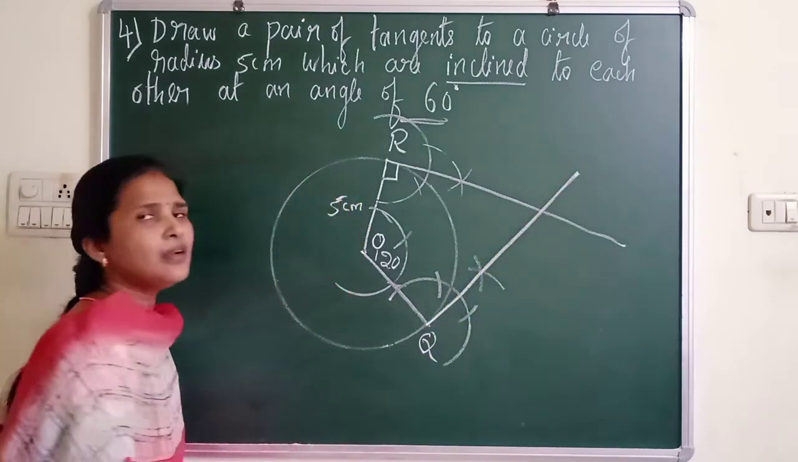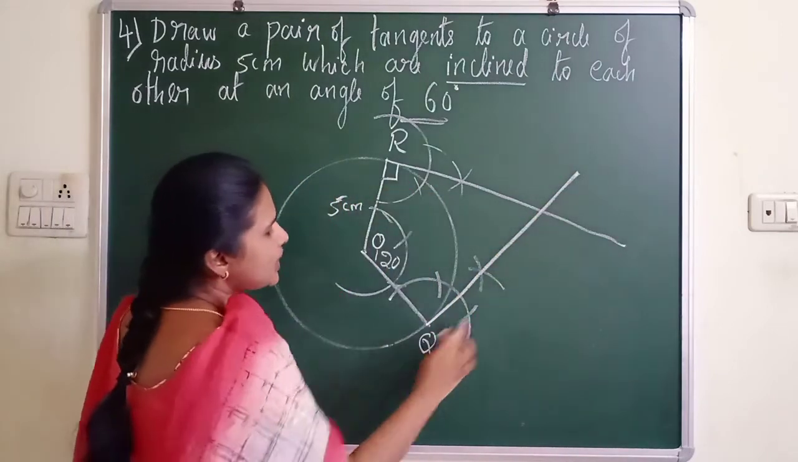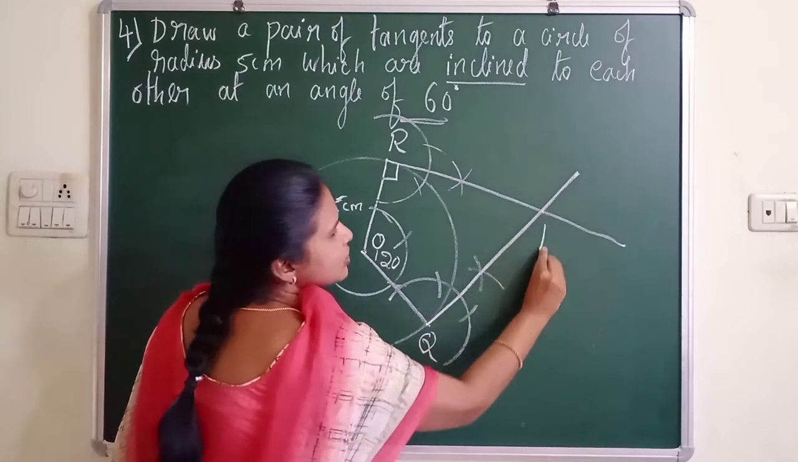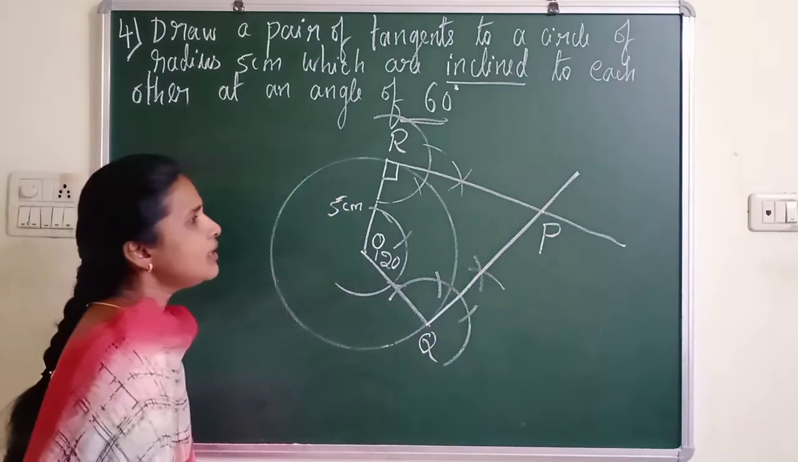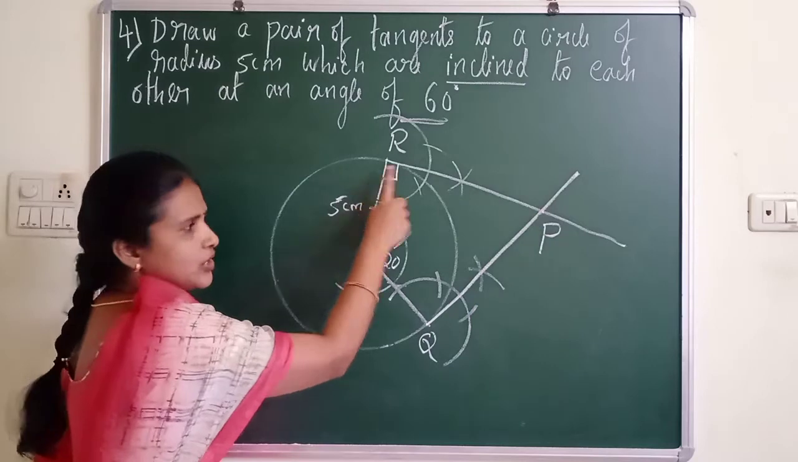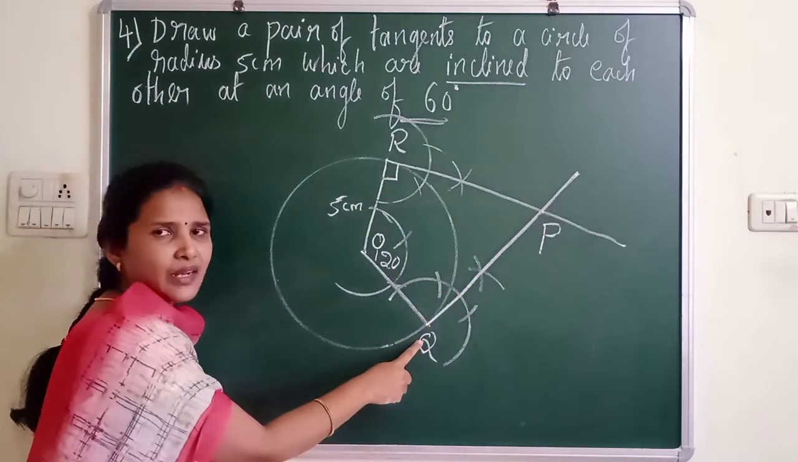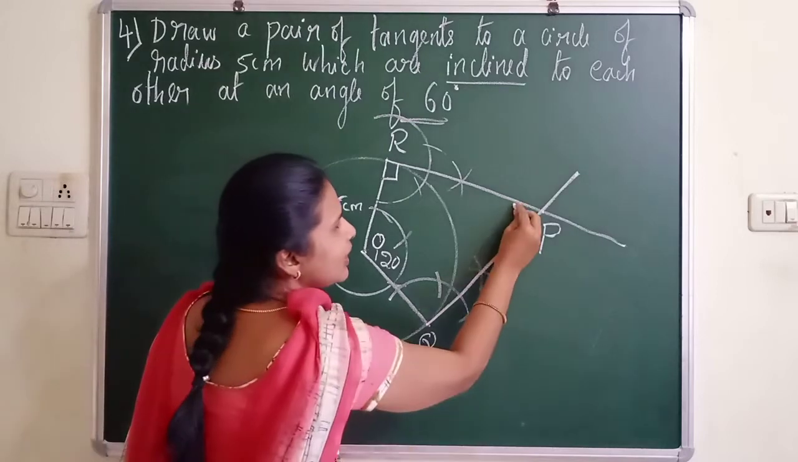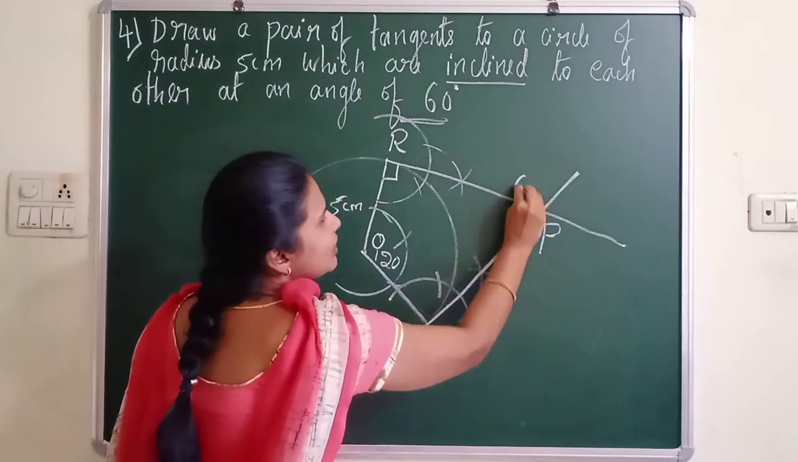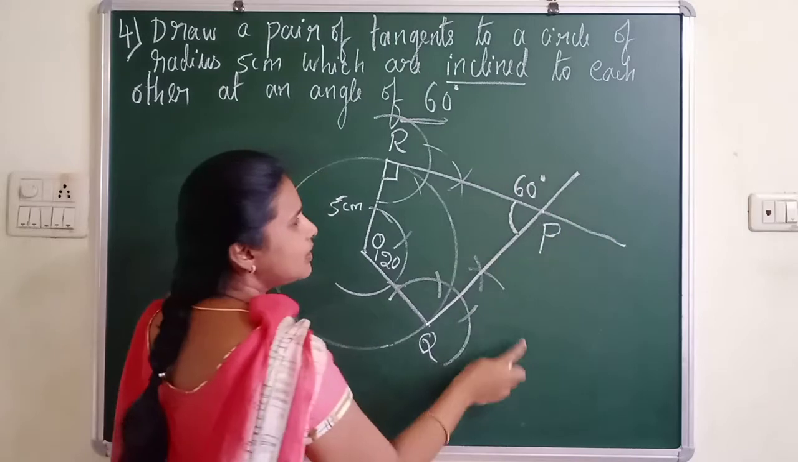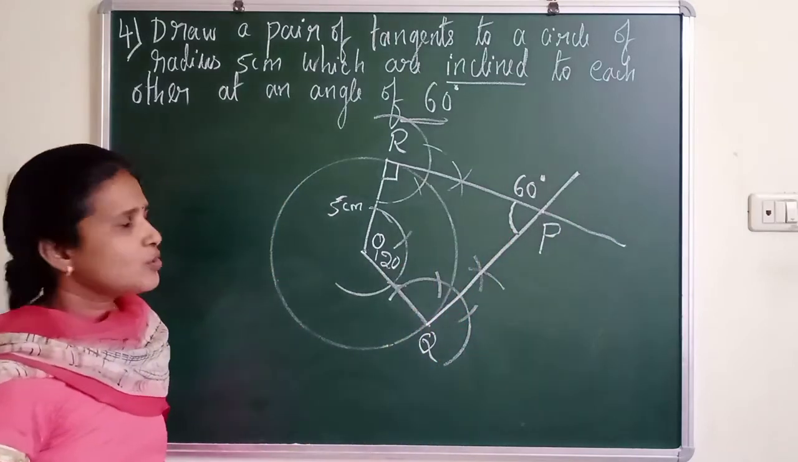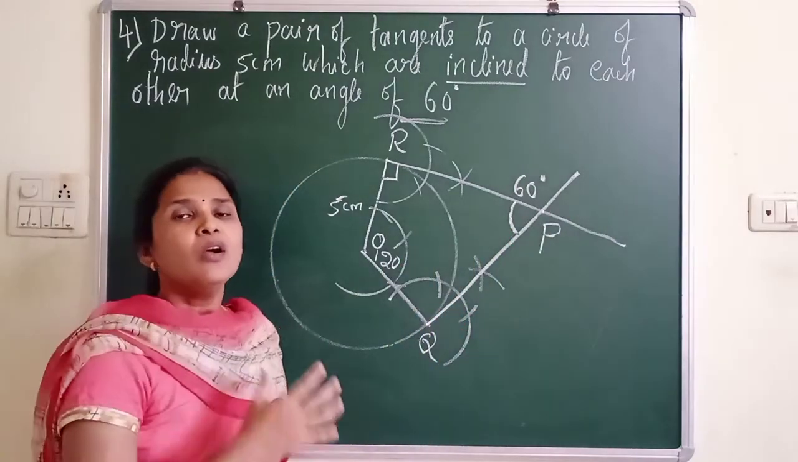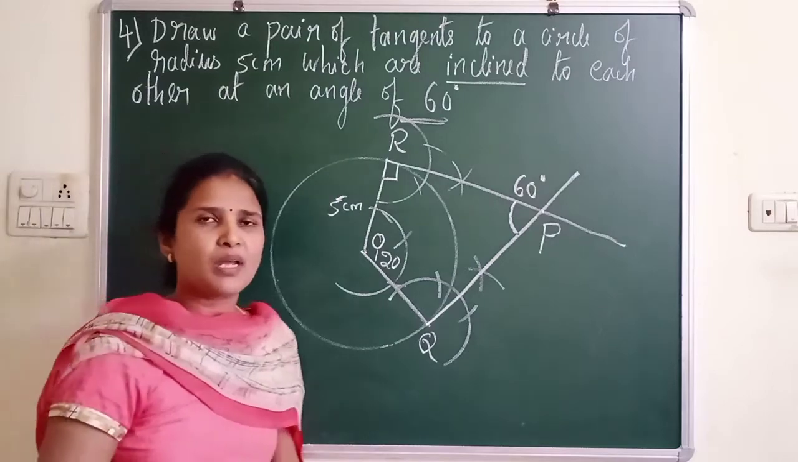So this is another tangent. You can see now two tangents. Mark this point of intersection as P. Now you can see PR is one tangent and PQ is another tangent. To check whether you did it correctly or not, when you check the angle here, it will be 60 degrees. Check using a protractor. So this will be 60 degrees. This question is very, very important. Concentrate. It is for 4 marks.